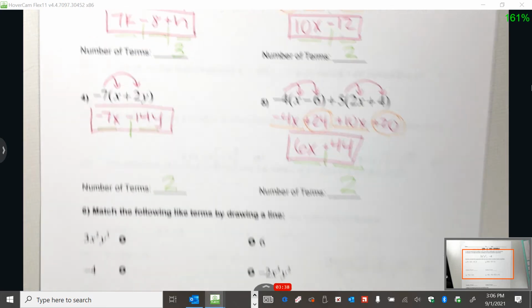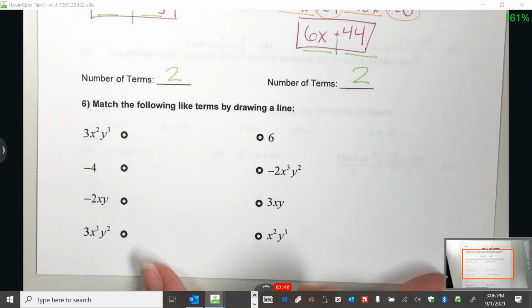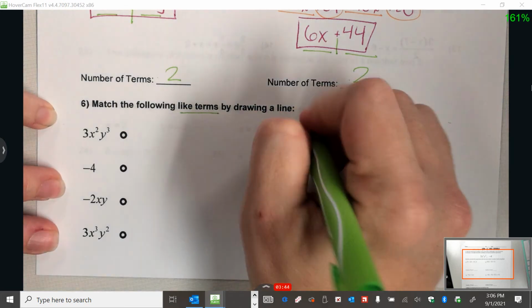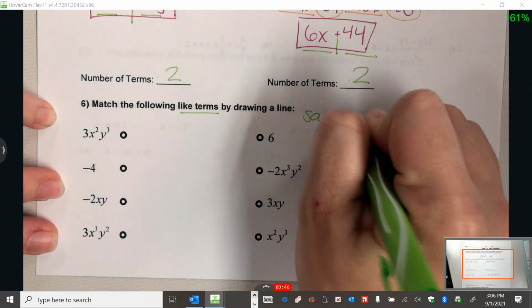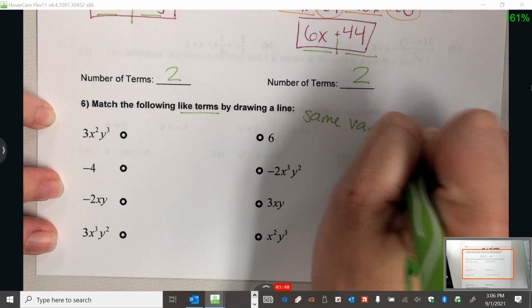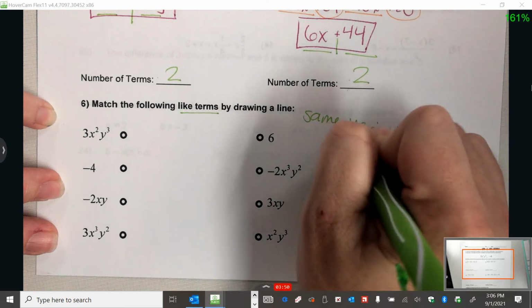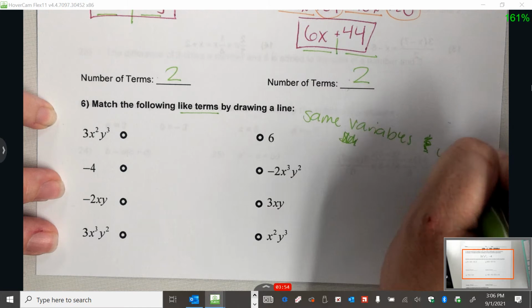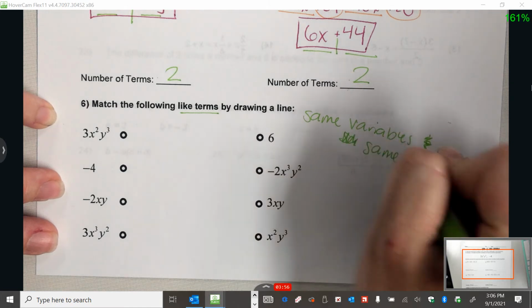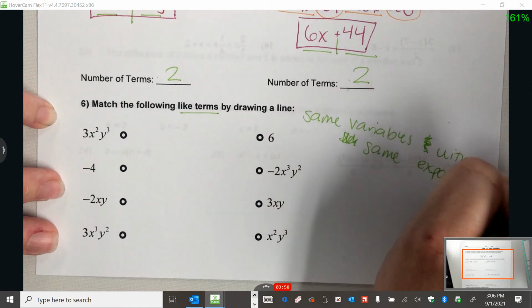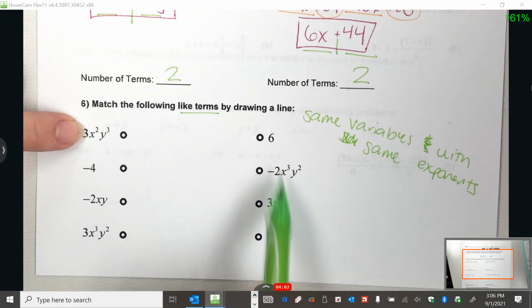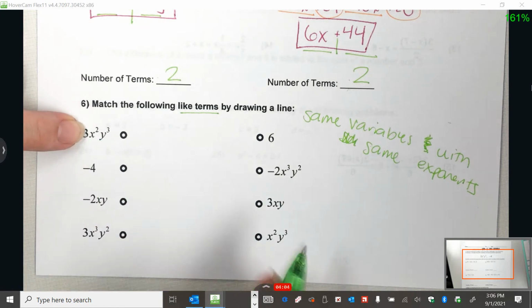Okay, the bottom is just asking for like terms. Okay, remember to be like terms, they have the same variables with the same exponents. So this has an x squared y cubed. So this one would have to have x squared y cubed, which is this.